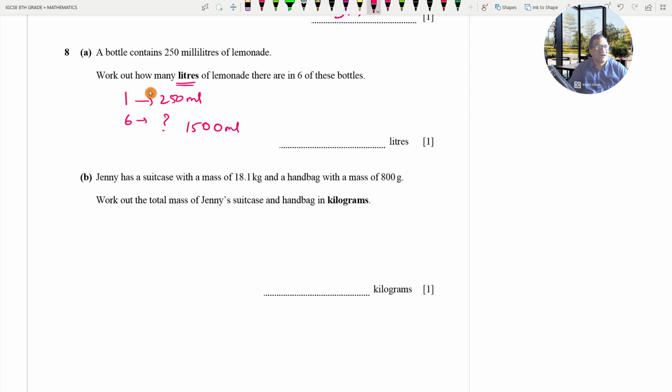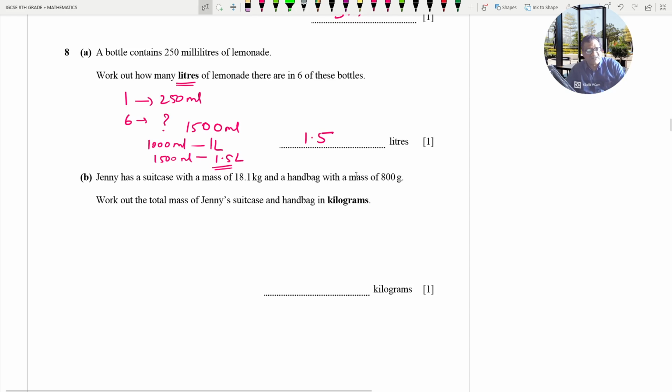But they want how many liters? 6 bottles is equal to how many liters? So you know that 1000 ml makes 1 liter. So if you divide 1500 by 1000, it works out to 1.5. So 1.5 liters is the answer. So 1500 ml should be equal to 1.5 liters. That's the answer.